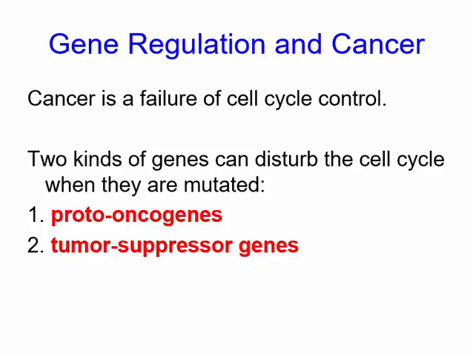All right, let's finish up this chapter with how gene regulation relates to cancer. And we've seen this before, this idea when we talked about the cell cycle, that cancer is a failure to regulate the cell cycle. And there are two kinds of genes associated with cancer. They're called proto-oncogenes and tumor suppressor genes.